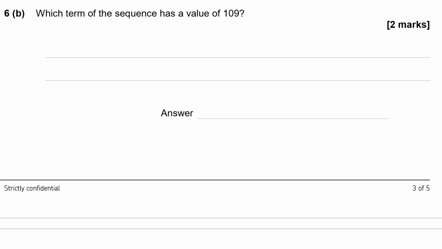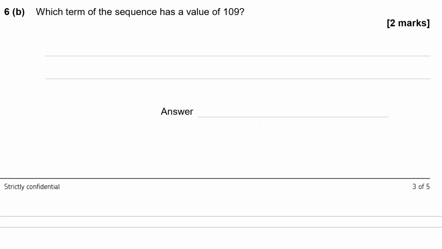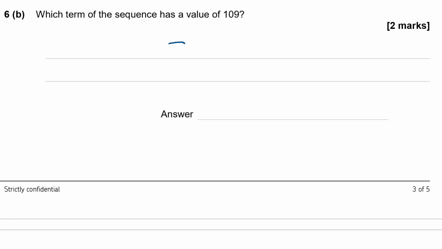Okay, then it says, which term of the sequence has a value of 109? Now we know that the nth term of this sequence is given by the formula 7n minus 3. So what we're saying here is that 7n minus 3 is equal to 109. So we've basically formed an equation in n that we can now solve.